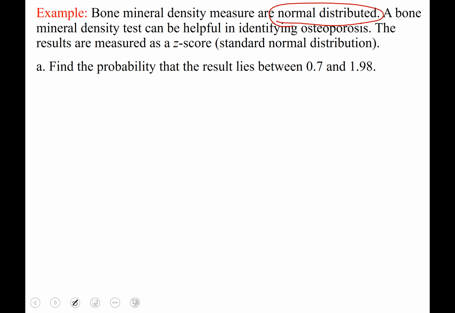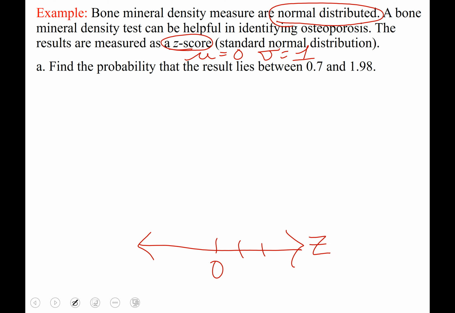as z-scores. Z-scores, when you see that, I want you to start to think, okay, mu equals 0 and sigma equals 1. They want us to find the probability that the result lies between 0.7 and 1.98. I'm just going to sketch a little graph. I'm going to put the letter Z next to it. 0 goes in the middle. 1, 2, 3, 1, 2, 3, just so I can visualize the empirical rule.